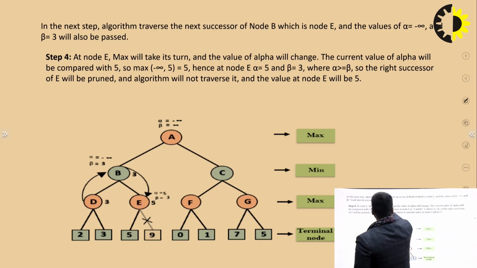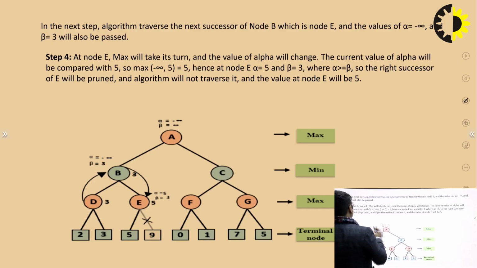In this next step, the algorithm traverses to the next node, E, and the values of alpha, minus infinity, and beta, 3, will also be passed. Up next is step 4.